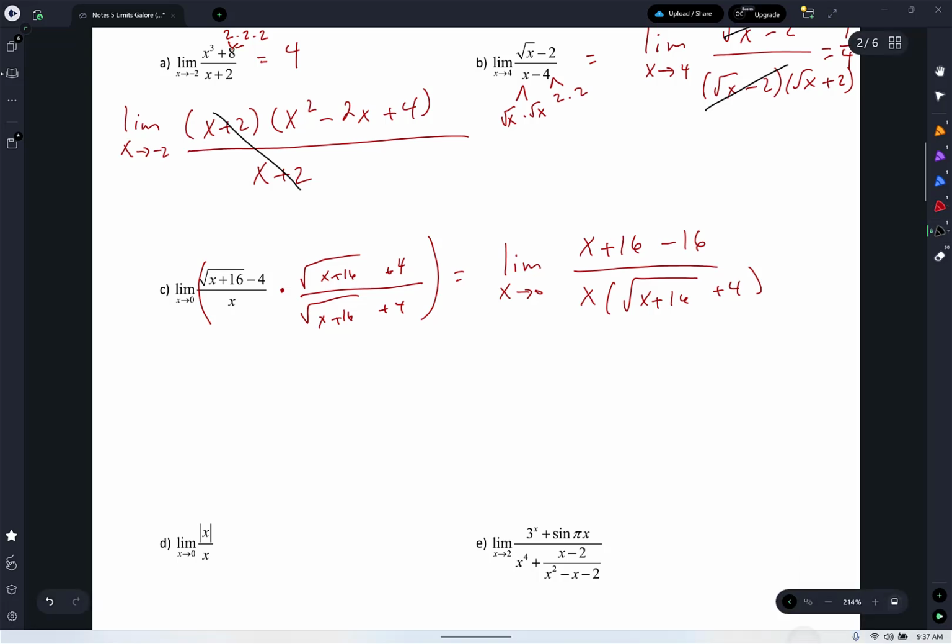I'll slow down. Are we okay so far? Ask me, guys, because I can't read minds. The 16s zero out. And now that I've canceled out the 16s, can I cancel out those x's? Yes. Now you can do direct substitution. If I plug in a 0 for x, 0 plus 16 is 16, square root of 16 is 4, 4 plus 4 is 8, so 1/8. Yay or nay? Okay.